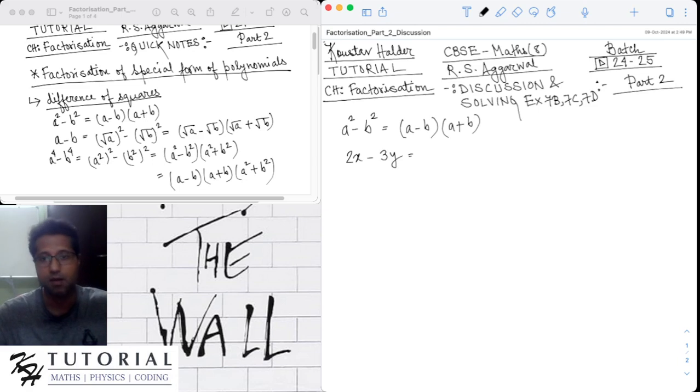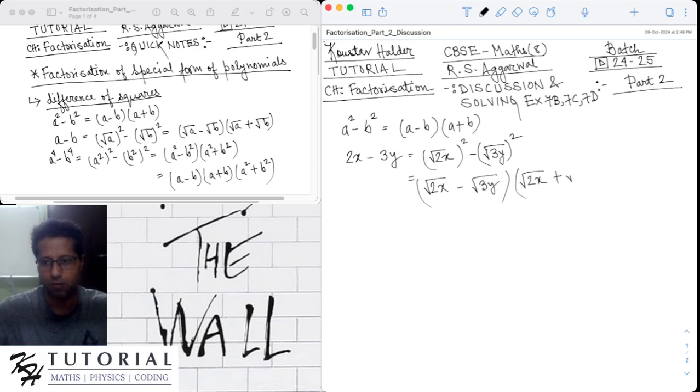factorize this, because you can express any number, or rather any expression or term, as a square. So 2x, I can always write as square of root of 2x, and 3y, I can always write as square of root of 3y. Now I get the form a square minus b square. Then I can apply the a square minus b square identity, and I get root of 2x minus root of 3y multiplied by root of 2x plus root of 3y.